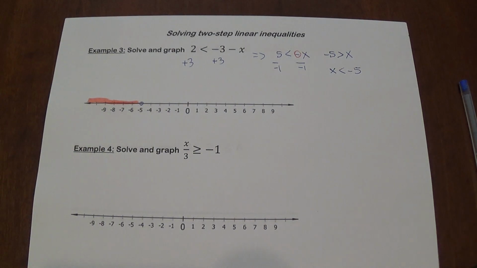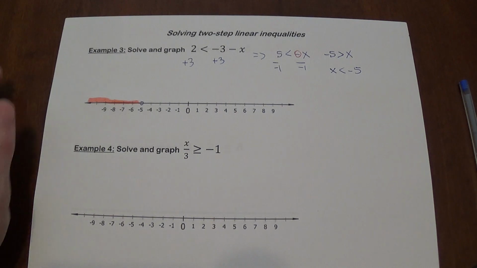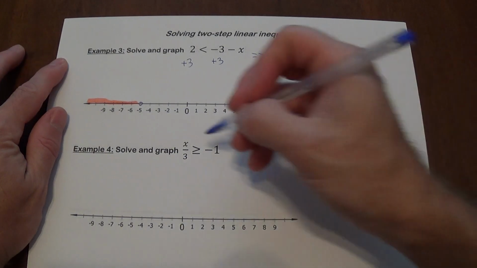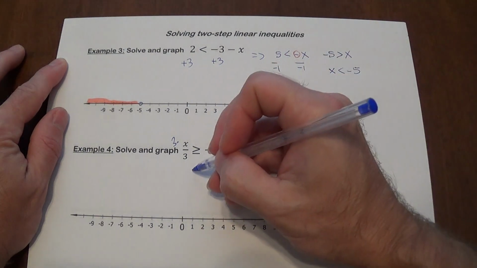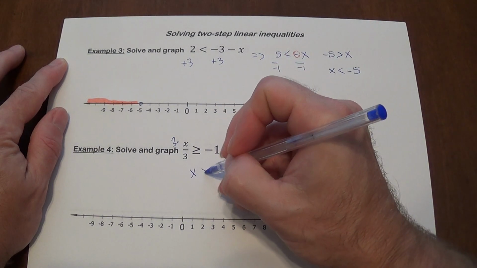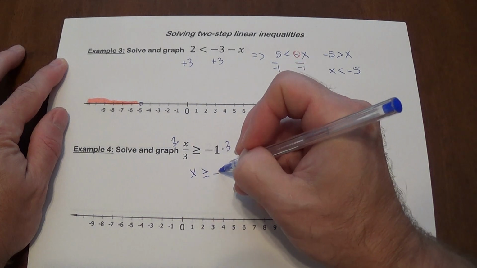Okay. x over 3 is greater than or equal to negative 1. Since we're dividing by a positive number, we will multiply by a positive number. So that's going to give us x is greater than or equal to negative 3.